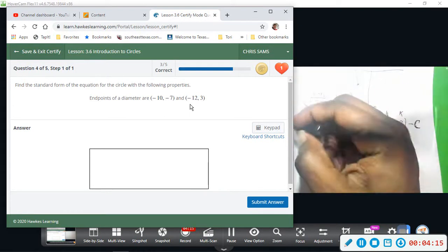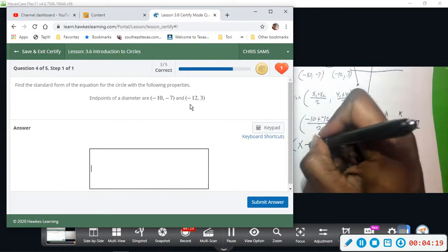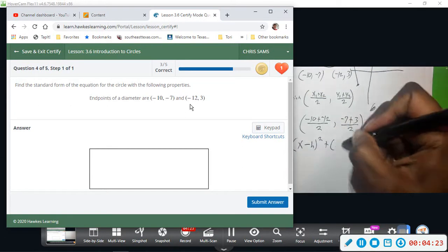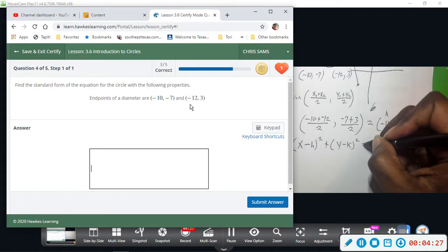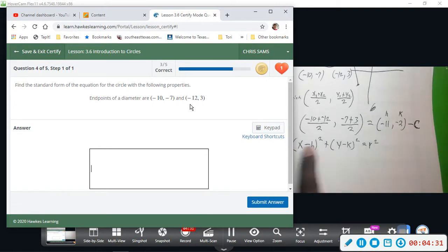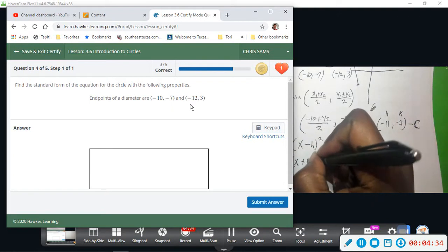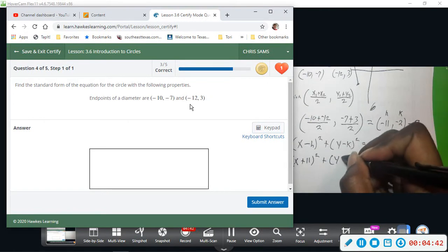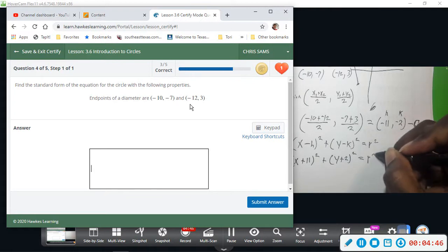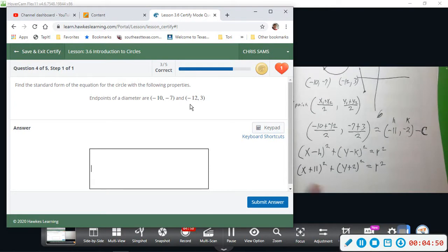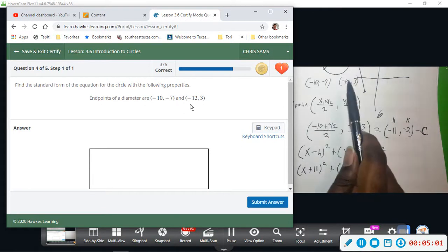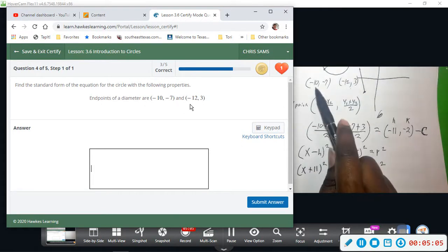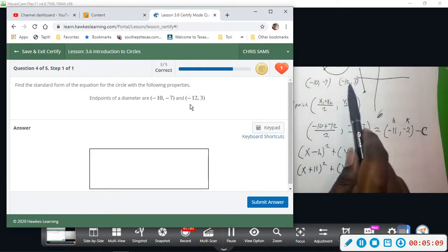So when I plug into my equation, let me write it down again: x minus h squared plus y minus k squared equals r squared. Plug in a negative 11, so that will be x plus 11, and then plug in a negative 2, so it'll be y plus 2, equals r squared. Now, from here, we can pick any ordered pair that we want of the two that we were given. It should work out. I was trying to go with smaller, but I'd rather avoid as many negatives as possible, so let's go with the negative 12 and 3.